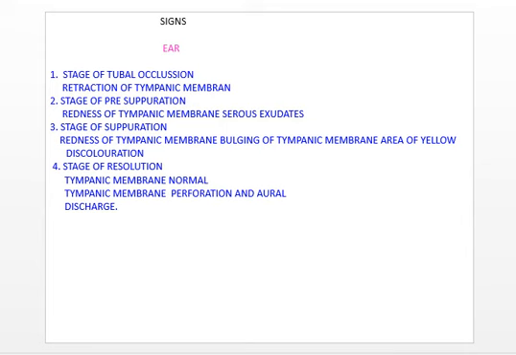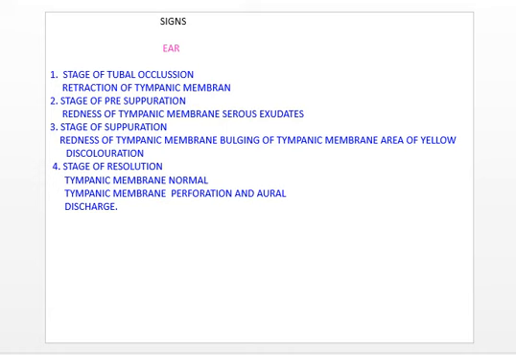Then there is the stage of resolution. Once there is perforation in the tympanic membrane and discharge, mucopurulent or purulent, starts coming out through the external auditory meatus, the pain starts decreasing and inflammation also becomes less, and the conductive deafness which the patient was feeling also decreases in its intensity.